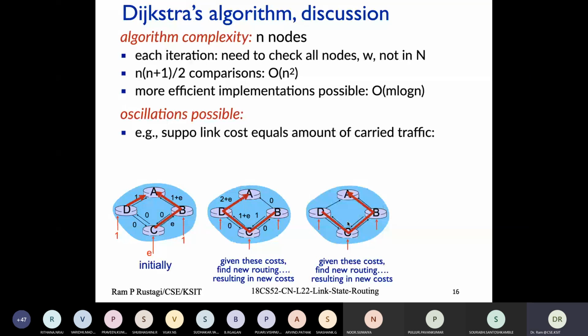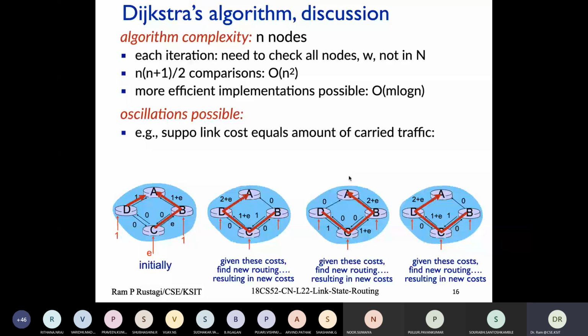The moment we send traffic via this path, this cost becomes 1, this cost becomes 1 plus E, this cost becomes 2 plus E, and traffic in this direction is 0, so we'll again recompute. So you see, because traffic is changing, we keep changing our link cost, and we keep updating the routing table with each iteration, and that is called oscillation. So if we were to define the link cost based on traffic, oscillations would occur, and this is a tough problem. So typically in any network routing, you don't use traffic to derive routing costs, because that will cause too many fluctuations, and that doesn't work.